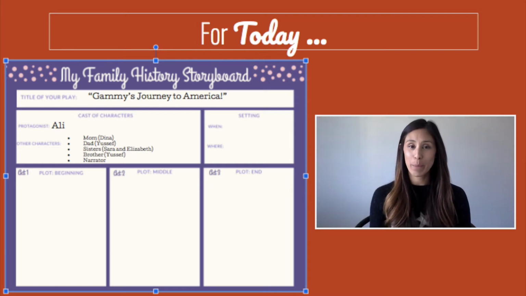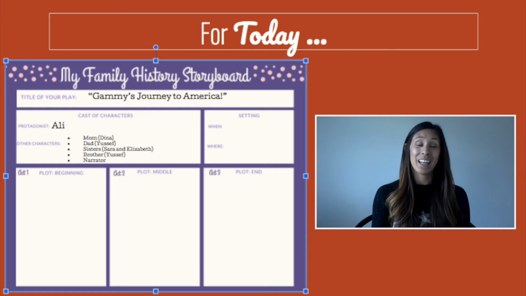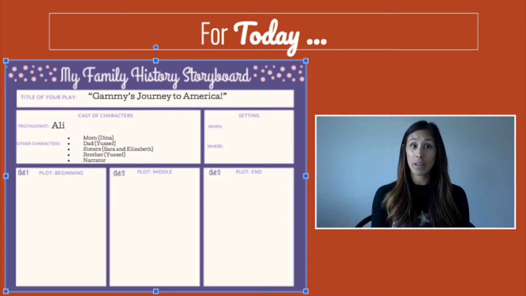I wrote Ali as my protagonist because to the rest of the world, Gammy isn't known as Gammy. It's only to her grandchildren that she's known as Gammy, so I wrote in her real name. I also included the list of other characters that she talked about who are basically her family members. Now, in my play, I'm going to be telling Gammy's story from her perspective. So, she wouldn't call her own mom Dina and her dad Yusuf, but I did include their names in case the narrator, who is also on my character list, wanted to introduce the characters by name.